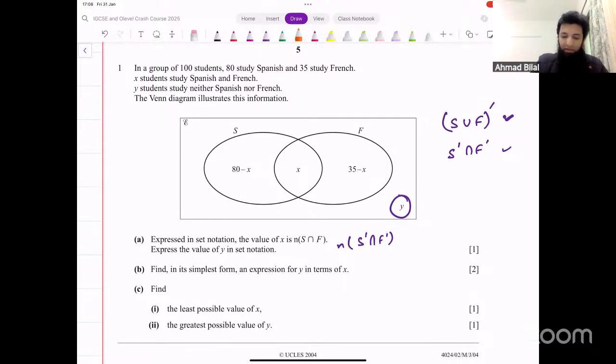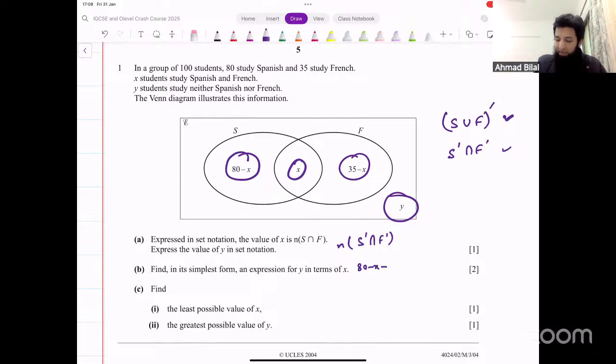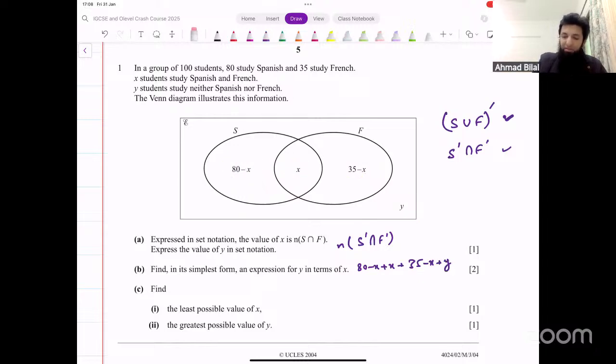Okay, Y in terms of X. Y students study neither Spanish nor French. Okay, so that's the region outside. What can we do for that? We know the total number of students, that's 100. So we have 4 regions, 1, 2, 3, and 4 on this diagram. If you were to add up all of those numbers, the result should be 100. So we can say 80 minus X plus 35 minus X plus Y. Adding all of these numbers should result in 100.